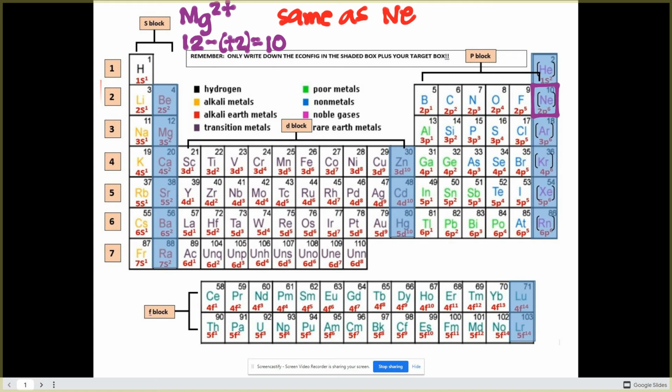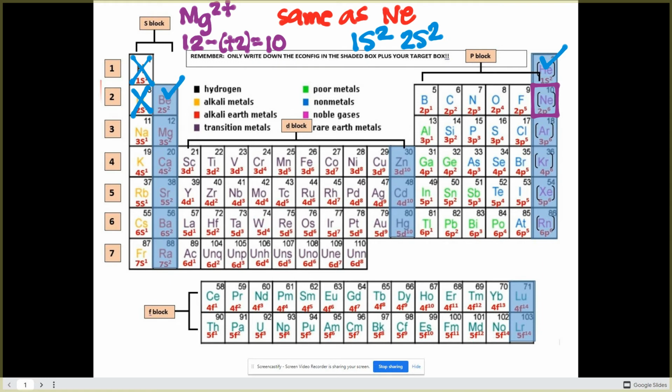All right, and we can now do it. So let's start with the very first box. Box number one, it's not shaded, so don't worry about it. Okay, box number two is shaded, so check. We need to write that down. So that's going to be 1s2. Box number three, not shaded. Box number four is shaded, so write that down.